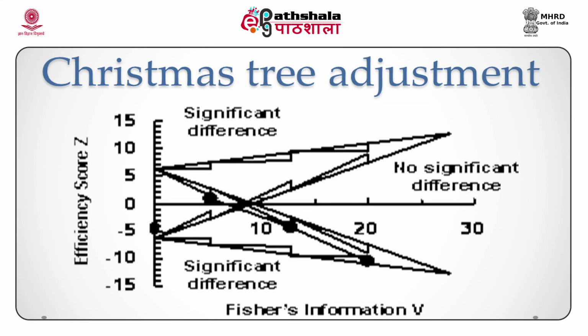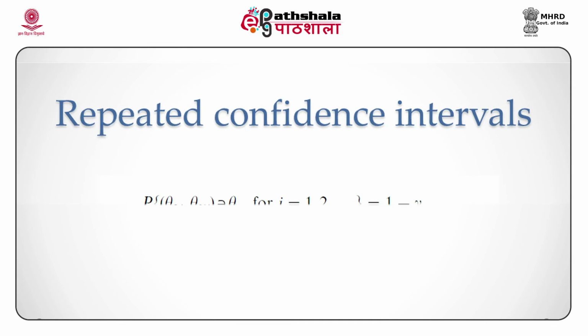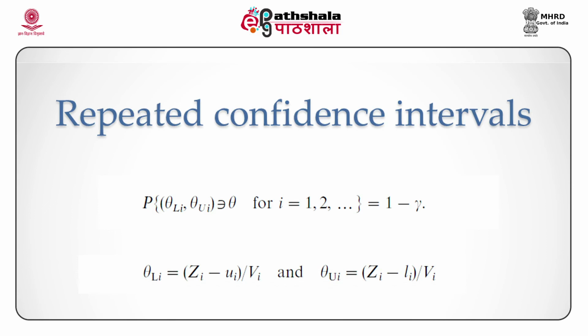One way of doing this is to use the Christmas tree correction, and it is based on a result due to Sigma. It has been depicted on this slide. We shall quickly look at two related concepts. The first is of repeated confidence intervals. Typically we shall get a series of intervals of the form theta li, theta ui, such that they contain theta with probability 1 minus gamma. This will hold for each interim analysis i equal to 1, 2, etc.